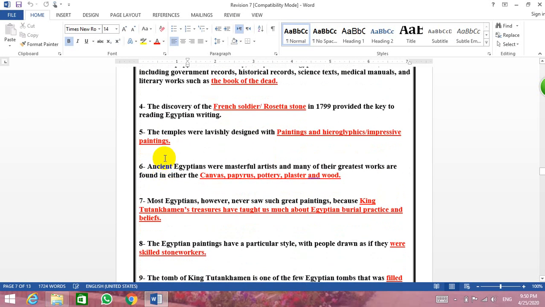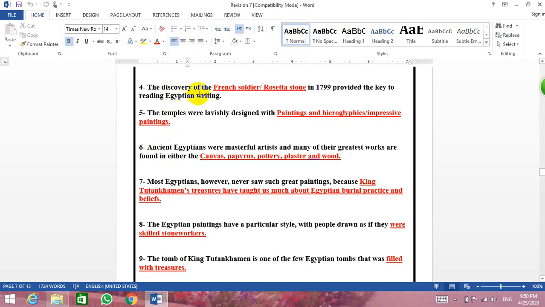Number 4. The discovery of the Rosetta Stone in 1799 provided the key to reading Egyptian writing. Point number 5. The temples were lavishly designed with paintings and hieroglyphics, or impressive paintings. Both are correct. Okay?